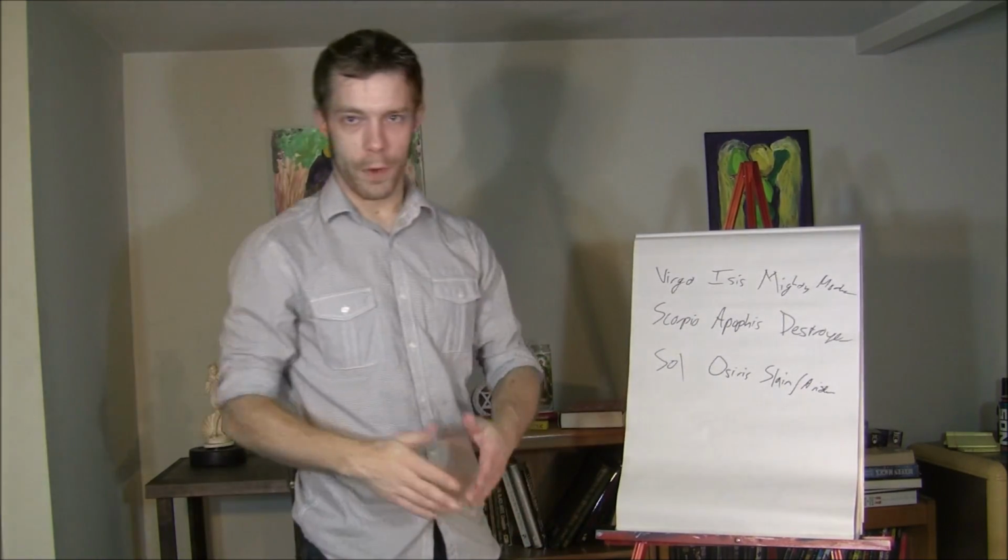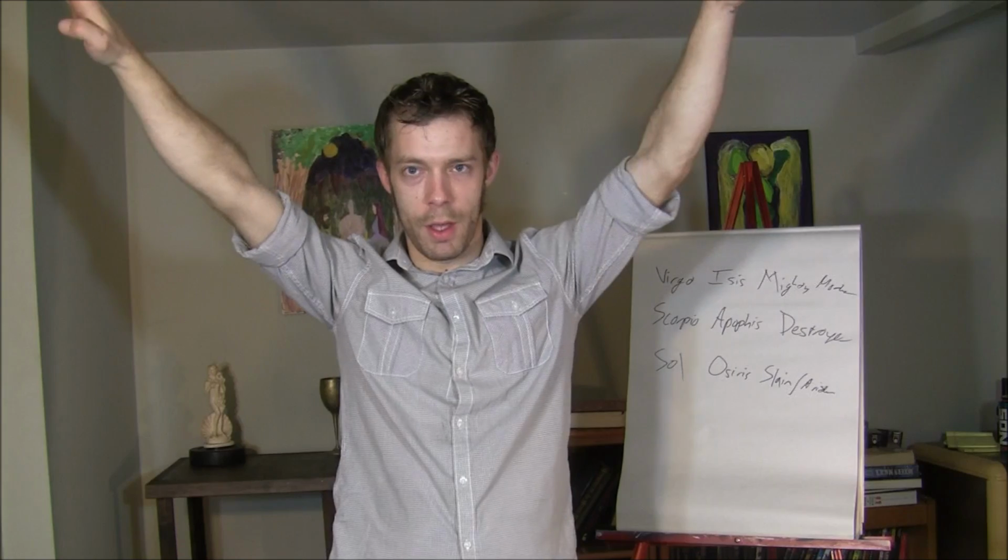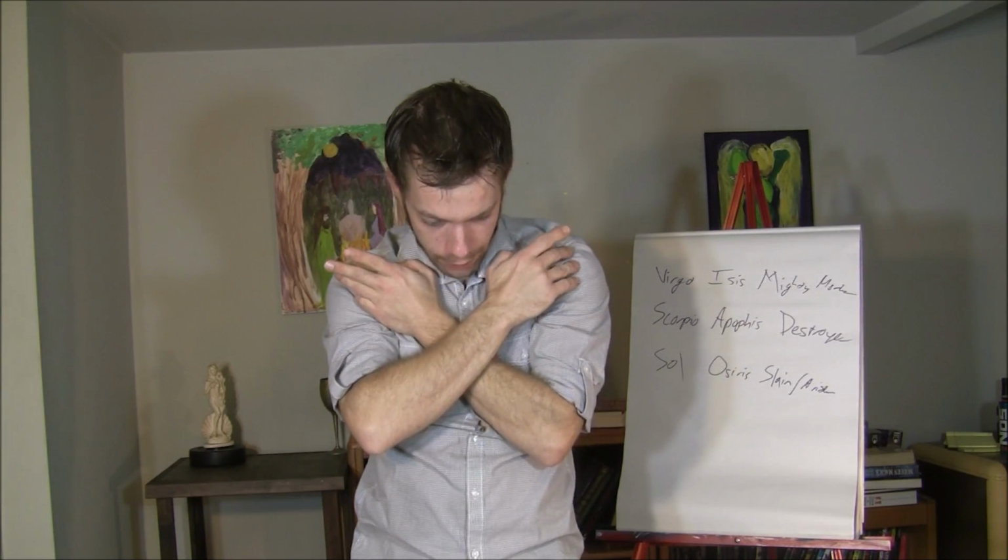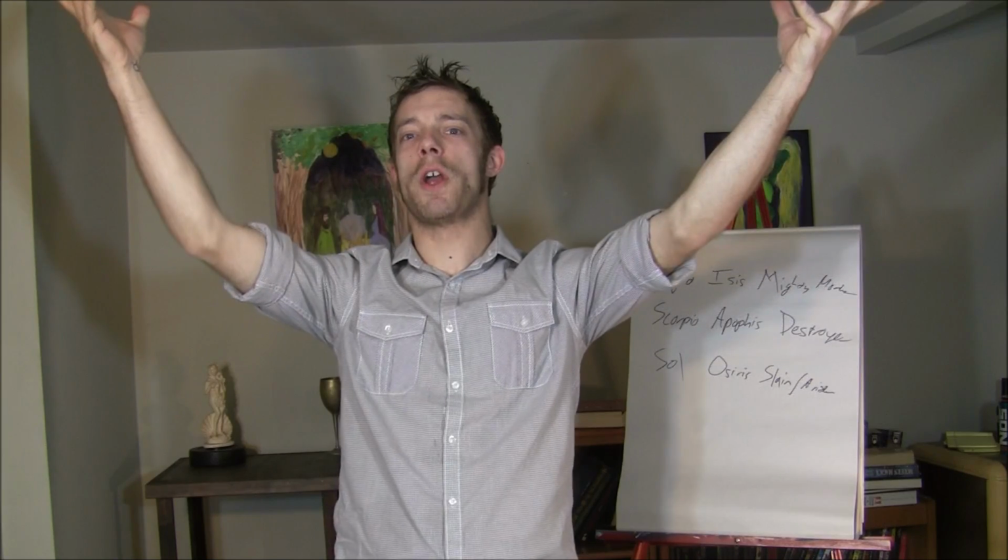So, in the ritual so far, we've said Yud Nun Resh Yud, the sign of Osiris slain. L, the sign of mourning Isis. V, the sign of Typhon and Apophis. X, the sign of Osiris risen. L, V, X, Lux, the light of the cross. Then we start calling out to the universe. And we say Virgo, Isis, Mighty Mother, Scorpio, Apophis, Destroyer, Sol, Osiris slain and arisen.